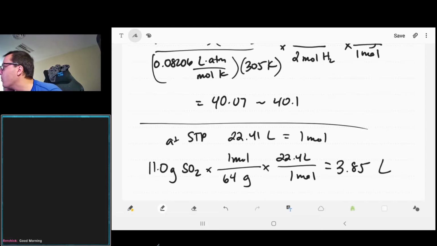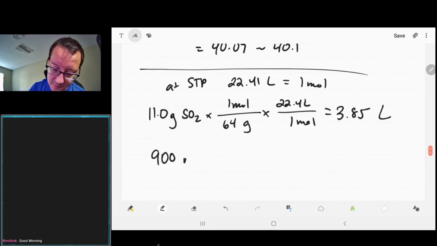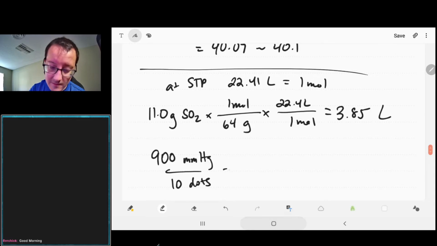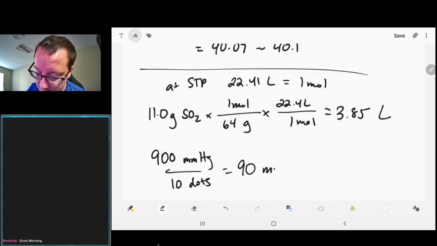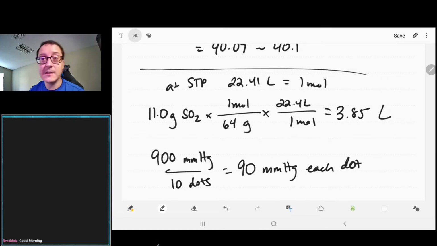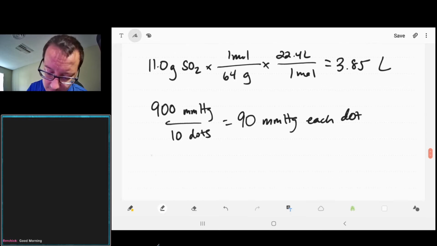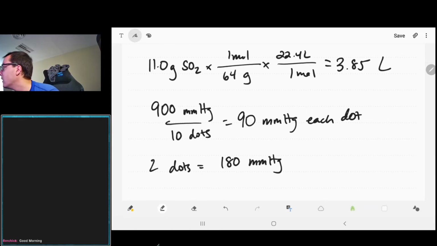Alrighty, so in the diagram below, helium atoms are represented by unshaded spheres, neon by gray, argon by black. Total pressure is 900 millimeters of mercury. What is the partial pressure of helium? So looking at this, we have 10 total dots in there. We have 900 millimeters of mercury divided by 10 dots, just because it's a picture. So each dot is 90. If we want to see what's helium, we're looking at the unshaded ones. My eyes are kind of terrible, but I think I see 2 of them. And so that should be 180 or so.